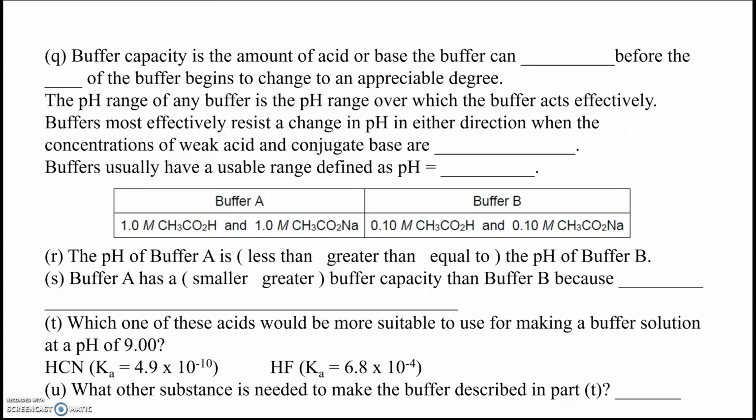All right, item Q is talking about the buffer capacity. The buffer capacity is how much acid or base the buffer can neutralize before the pH of the buffer starts to change a lot. And the pH range of any buffer is the range over which this buffer can act effectively. And most of the time, this works best when the concentrations are roughly the same. And really what we're going to say is when we have the pKa plus or minus a value of 1.